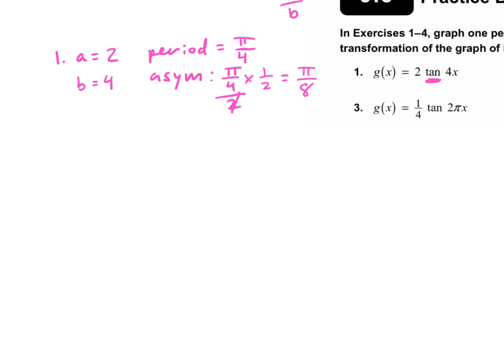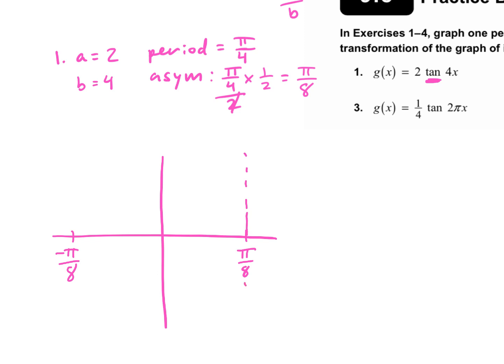So let's go ahead and draw our graph here. We're going to go to the right pi over 8 and to the left pi over 8 and put our asymptotes there. So our asymptotes are those dotted lines or those brick walls that we can never cross. Now we want to find our key points here. So we're going to have a key point right in the middle of 0 and pi over 8 and right at the middle of 0 and negative pi over 8.